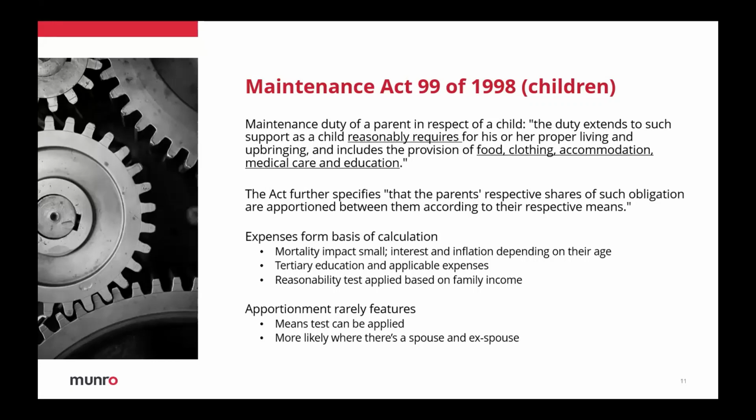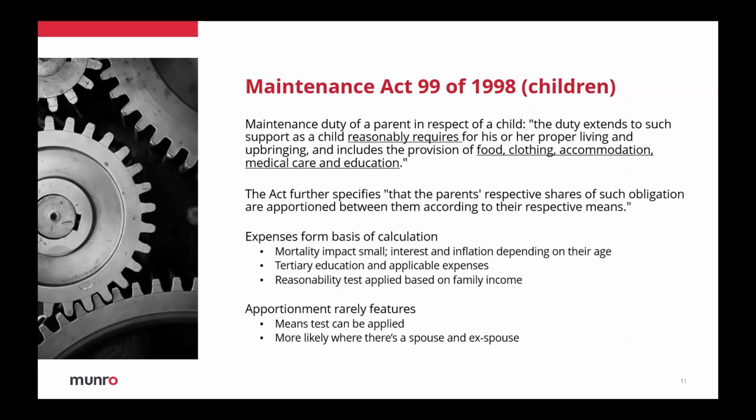In terms of apportionment, the Act states that spouses are responsible to maintain children according to their respective means, so there might have to be an apportionment issue or apportionment applied. That very rarely features on the actuarial side. It's mostly something that we calculate the child's maintenance need, and then afterwards the parties involved decide how to split it.